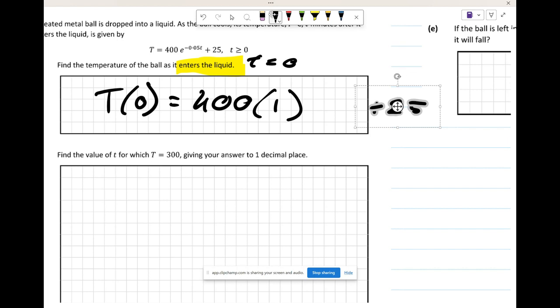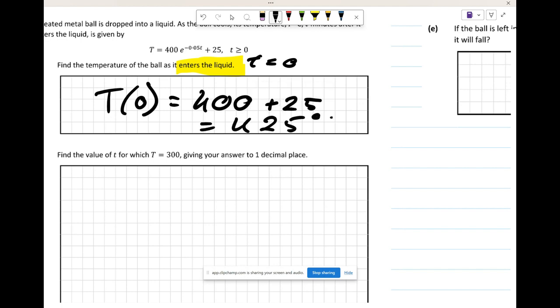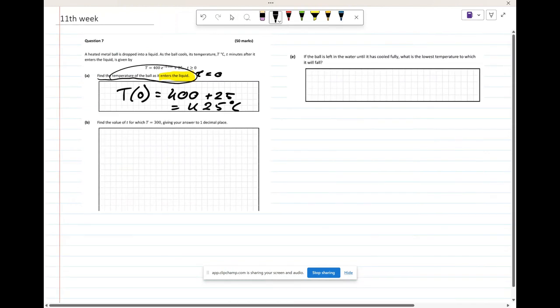And 1 times anything is itself. So we're left with 400 plus 25, which is 425 degrees Celsius. Okay, so that is the temperature as the ball enters the liquid, right at the initial temperature.